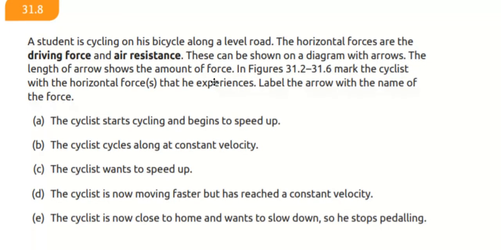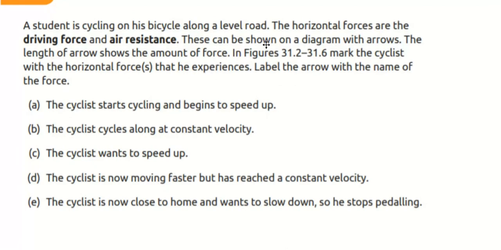Now, Stuart is cycling on his bicycle along a level road. The horizontal forces are the driving force and air resistance. These can be shown in the diagram with arrows. The length of the arrows shows the amount of force. In figures labelled 31.2 and 31.6, mark the cyclist with the horizontal forces that he's experiencing. Label the arrows and name the force. Okay, I'll say D for driving force and A for air resistance.